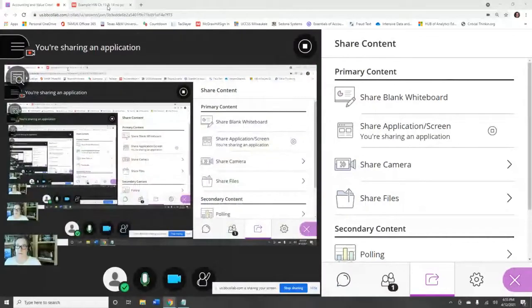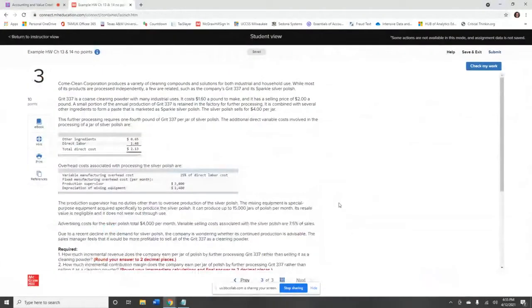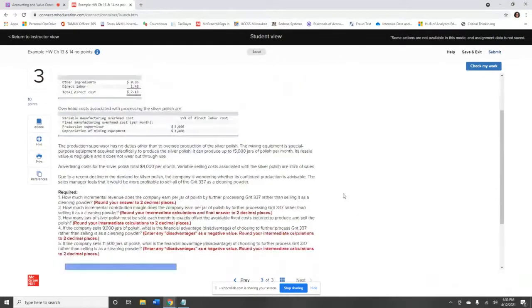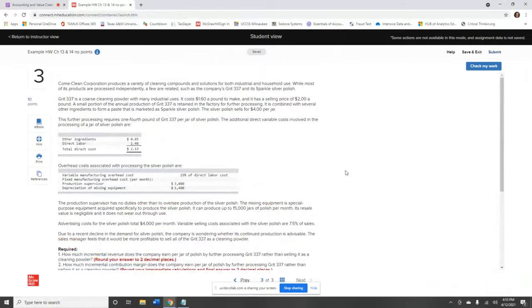So I'm going to show this to you out there in Connect. To do that, I need to share my screen. Okay, we're shared. So here we are at Connect at problem 13-27 from your book. Yours will look like this. It'll just have different numbers in your homework.